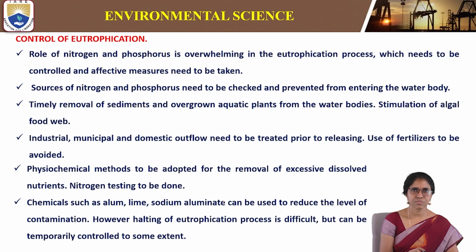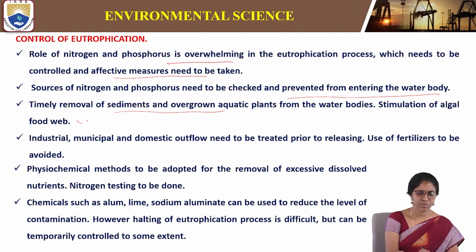So, how to control eutrophication? The role of nitrogen and phosphorus is overwhelming in the eutrophication process, so they need to be controlled and effective measures need to be taken. Sources of nitrogen and phosphorus need to be checked and prevented from entering the water body, along with timely removal of sediments and overgrown aquatic plants from the water bodies. Stimulation of the algal food web.